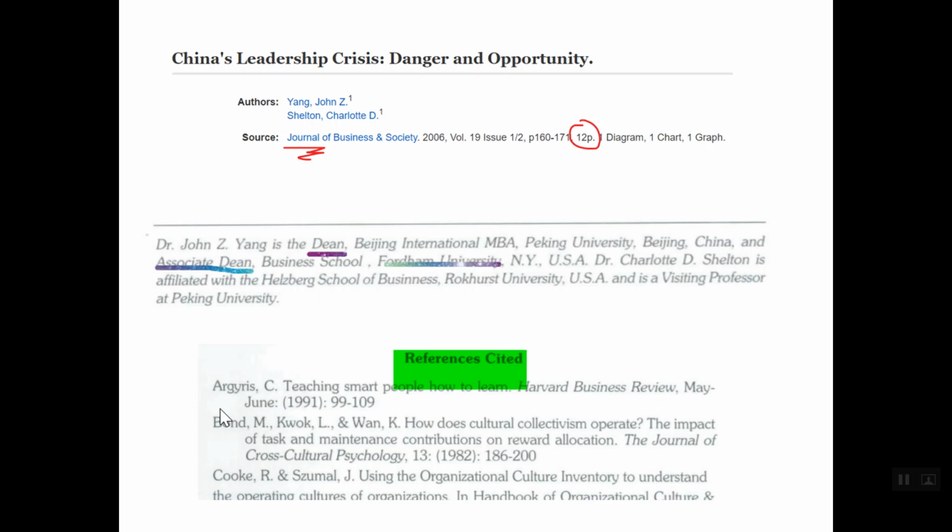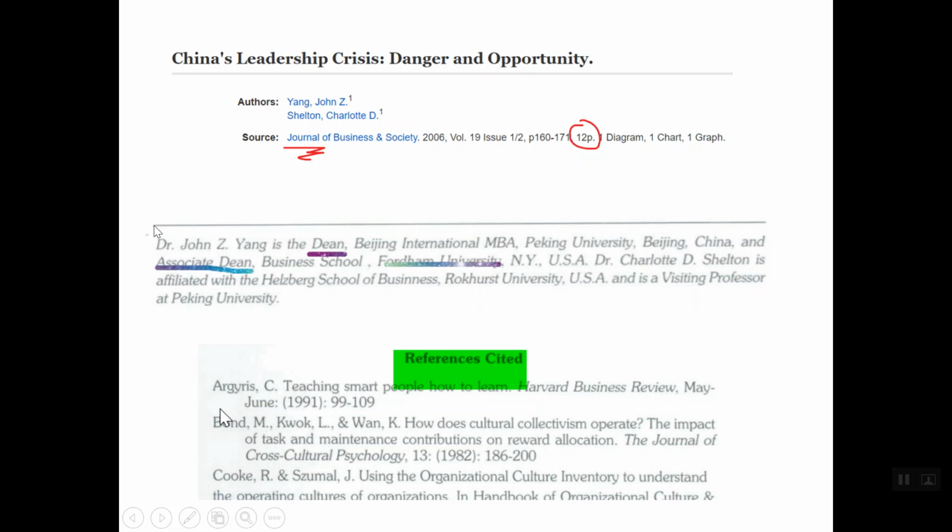Here's an example that illustrates most of the points I talked about in the slide previously. This article, China's Leadership Crisis, Danger and Opportunity, comes indeed from a publication with the word journal in it, the Journal of Business and Society. And, as you might expect, it's a little bit longer in length, going beyond 3, 4, and 5 pages to 12 pages.